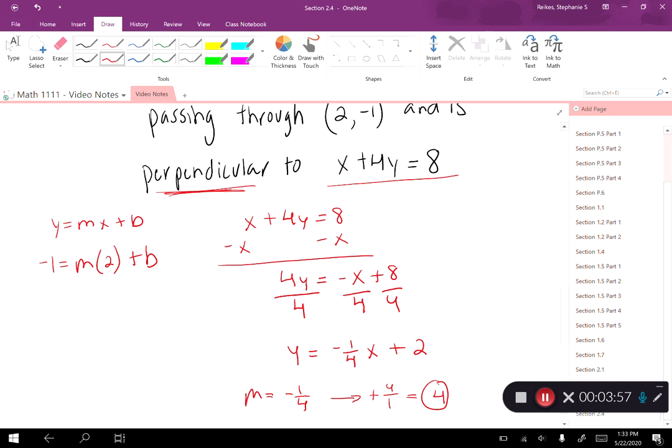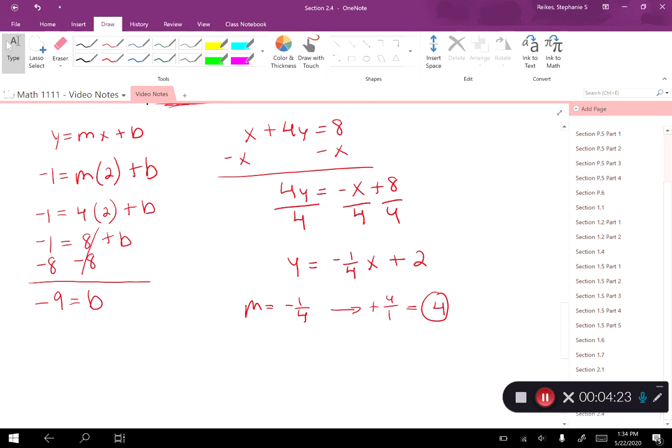So when I go and calculate my new line over here on the left, I'm going to plug in 4 for m. So it's -1 = 4 times 2 + b. Solving for b, I have -1 = 8 + b. Subtract 8 to the other side, and I get -9 = b. And putting together my final answer nice and pretty, it's going to say y = 4x - 9.